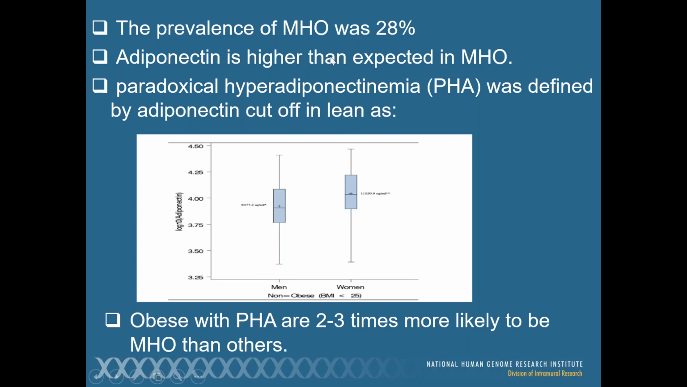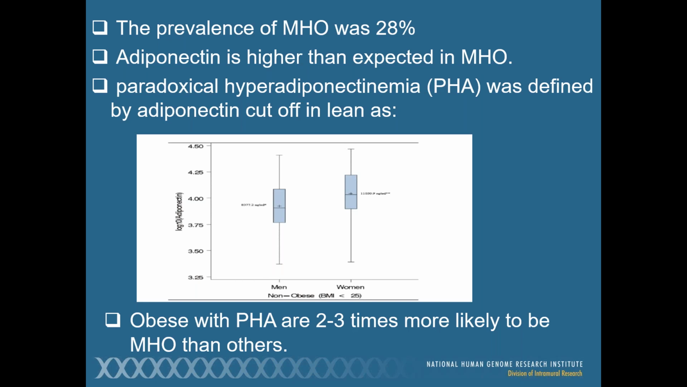So here, among the obese, we look at the prevalence of how many people have higher adiponectin. And it comes out to be 28% of individuals actually have higher adiponectin despite the high weight. So that's unexpected. Therefore, we call it paradoxical hyperadiponectemia, because you're not supposed to see that high an adiponectin in somebody with the kind of weight that we see in here.